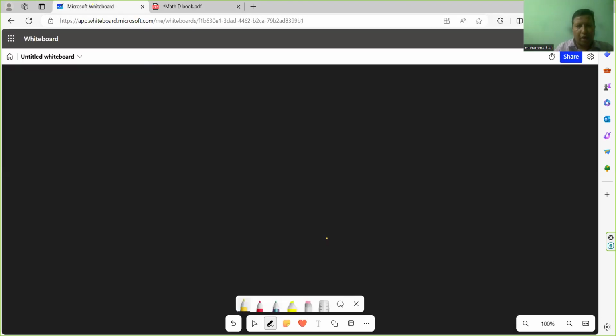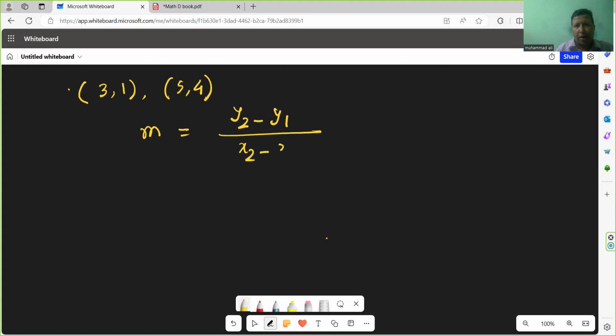On the whiteboard we try to write here the gradient of (3, 1) and (5, 4), these two coordinates. If you want to find the gradient, you have to write the symbol m. This is y2 minus y1 divided by x2 minus x1. So 4 minus 1 and here 5 minus 3. So this is 3 by 2. The gradient is 3 by 2. I think everybody understands this maths.